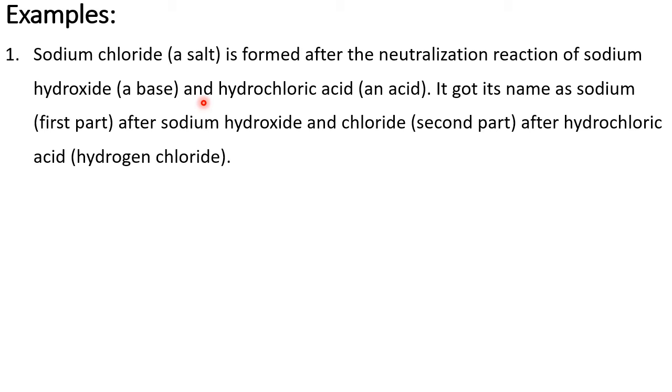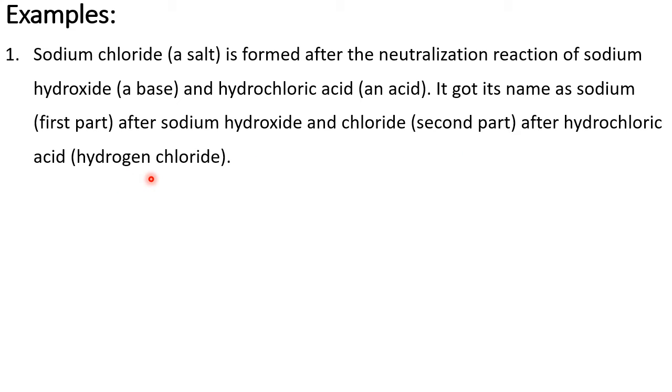Now the acid is what? The acid is hydrochloric acid. This is HCl. In HCl, the negative part is Cl minus. So take the cation from sodium hydroxide, that is Na plus. Take the anion from hydrochloric acid, Cl minus. Combine both, and that is the name of the salt. It got its name as sodium after sodium hydroxide and chloride after hydrochloric acid.